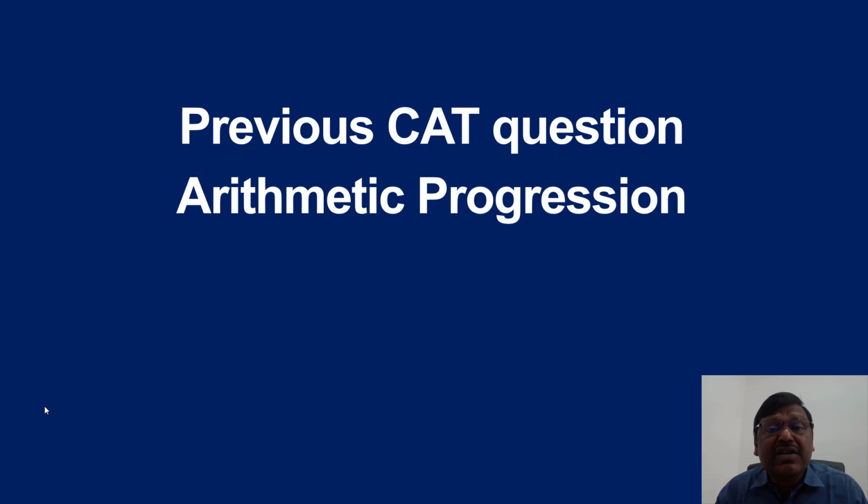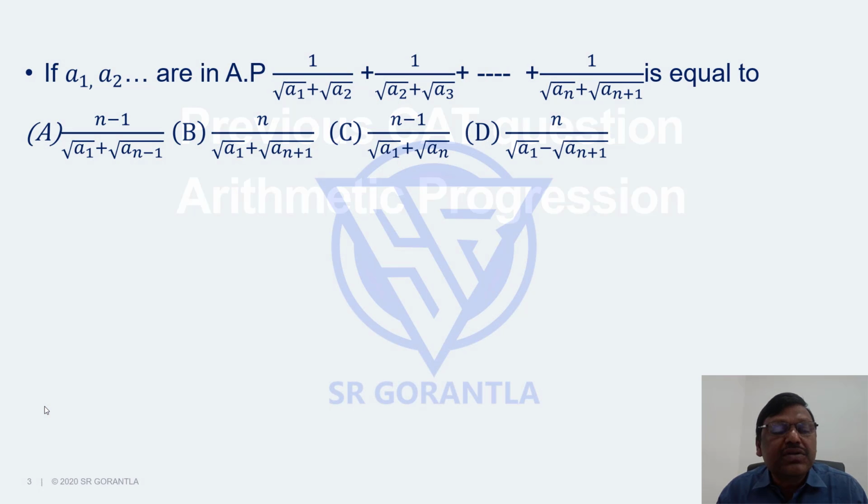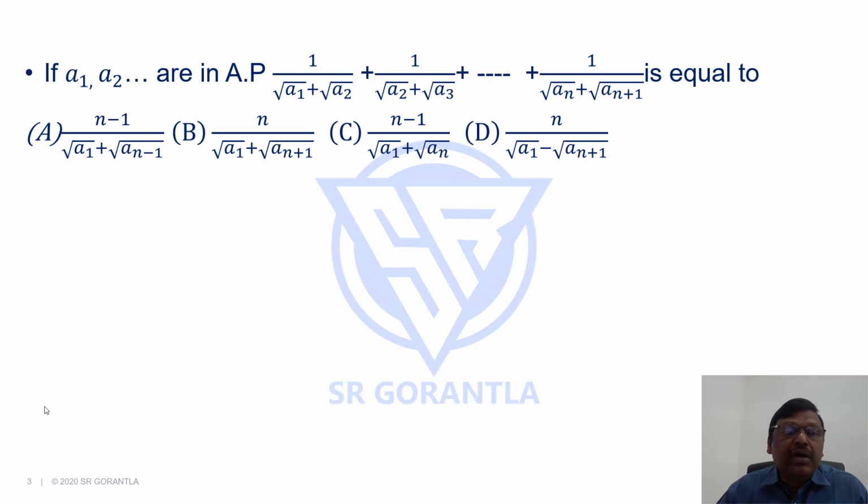In this session, we will discuss a previous CAT question, a question on arithmetic progression. Here comes the question. Can you please make an attempt and then continue watching this? A1, A2 and so on are in AP. 1 by root A1 plus root A2, 1 by root A2 plus root A3 and so on, 1 by root AN plus root AN plus 1 is equal to.